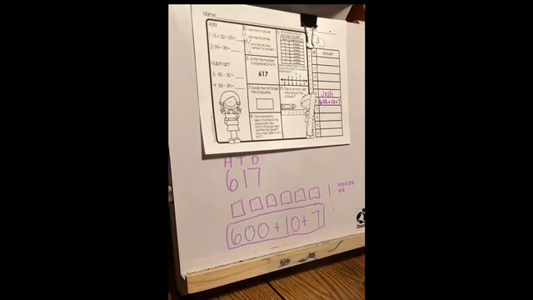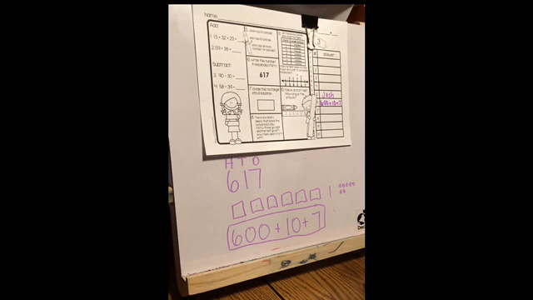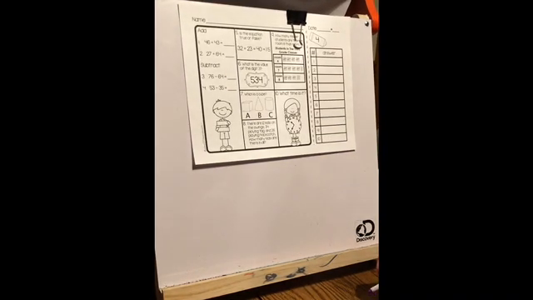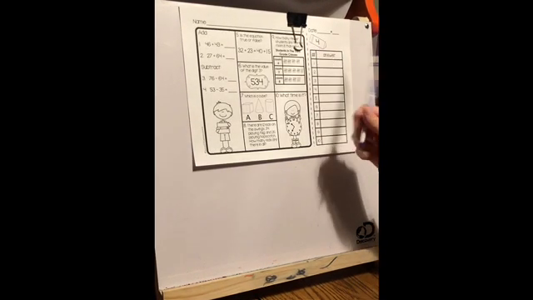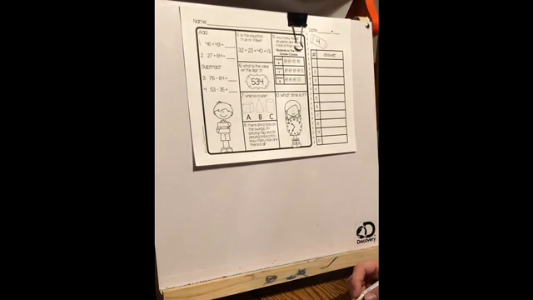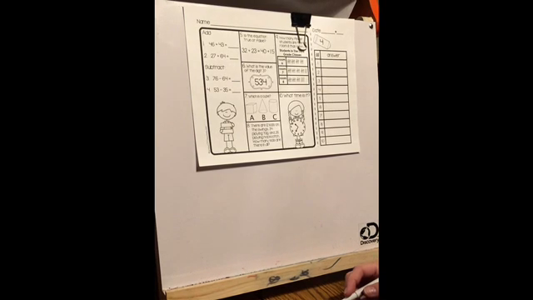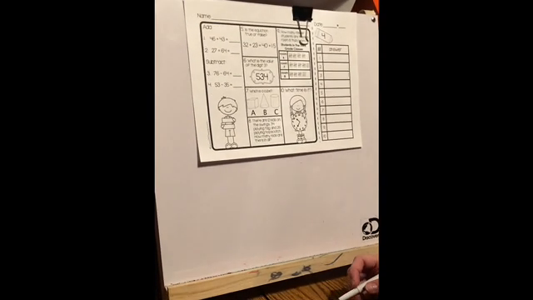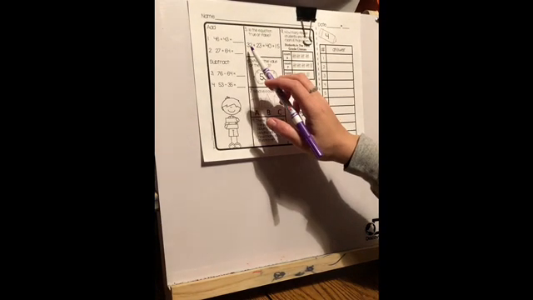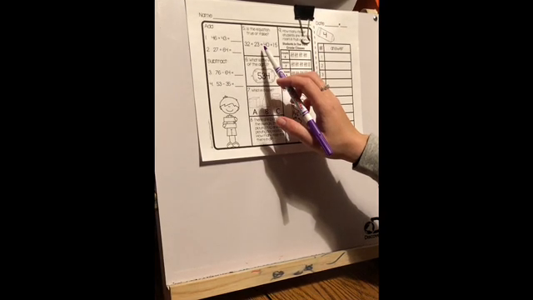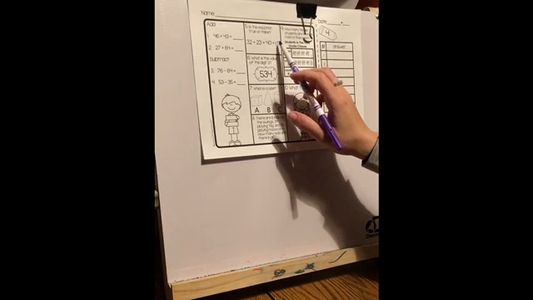All right, kiddos, that is the first page. This is page 4 for the second day, and we're going to look at number 5. Number 5 says, is the equation true or false? It says 32 plus 23 is equal to 40 plus 15.